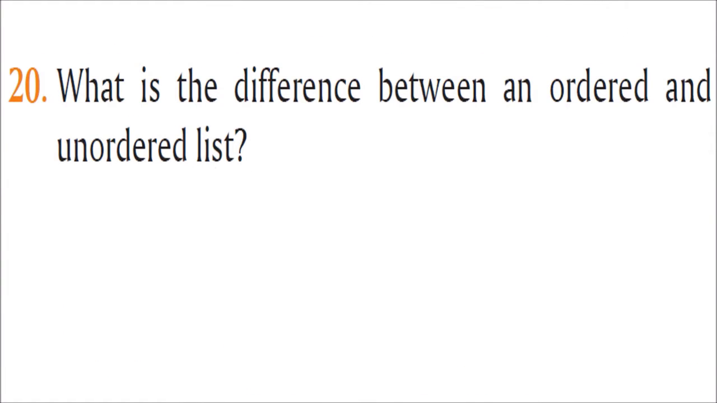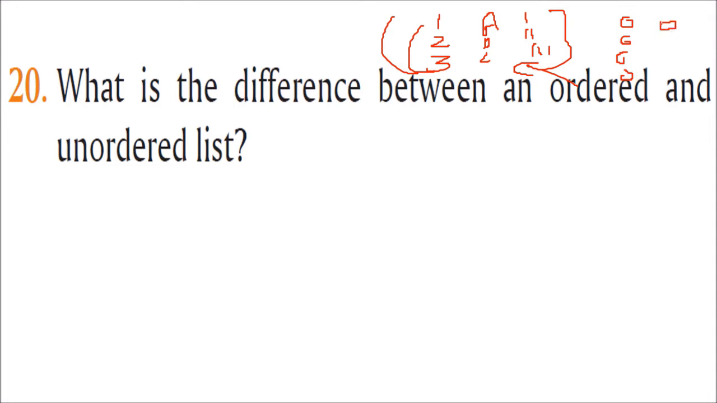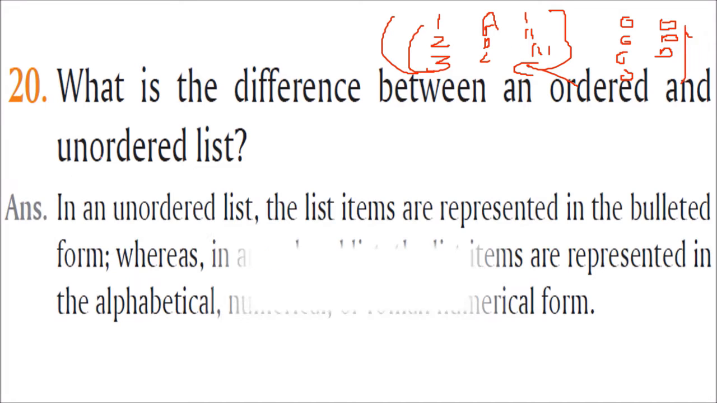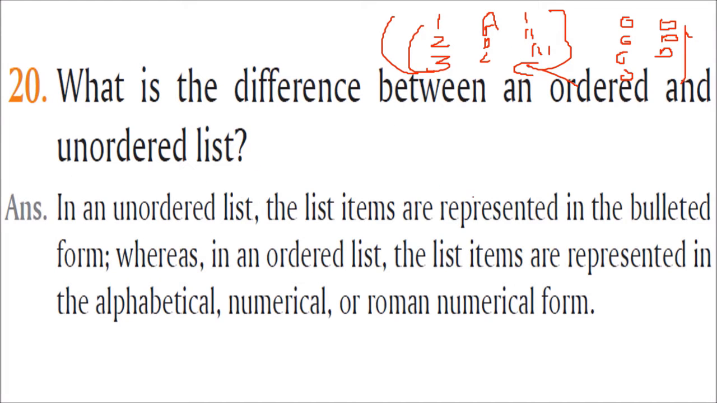What is the difference between an unordered and ordered list? Many times you want the list to come in numbers, say A, B, C, or 1, 2, 3. These are all ordered lists, ordered because there is a certain order. Unordered means you want to give bullets, circle bullets, or this way. These are all unordered lists. So in an unordered list, the list items are represented in bulleted form, while in an ordered list, the list items are represented in alphabetical, numerical, or Roman numerical form.